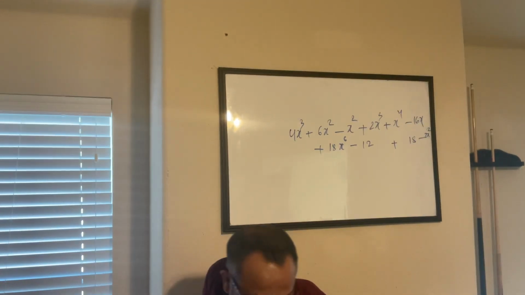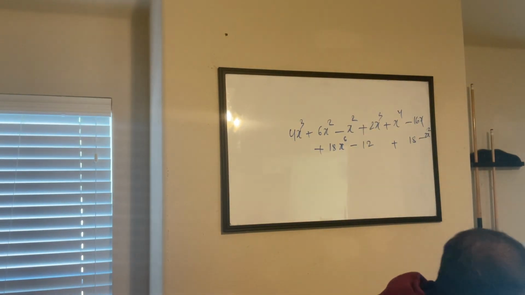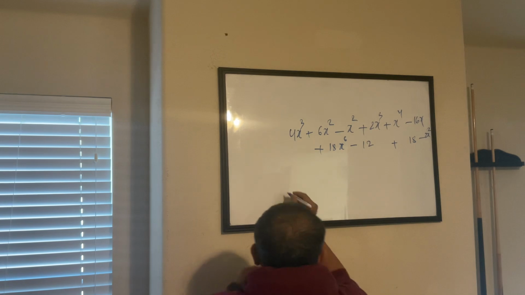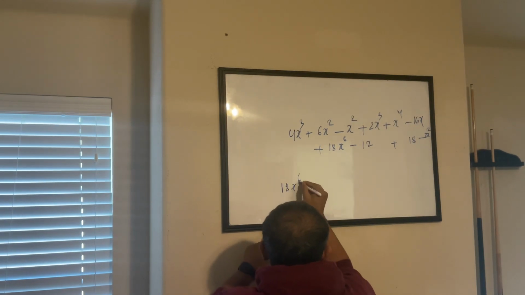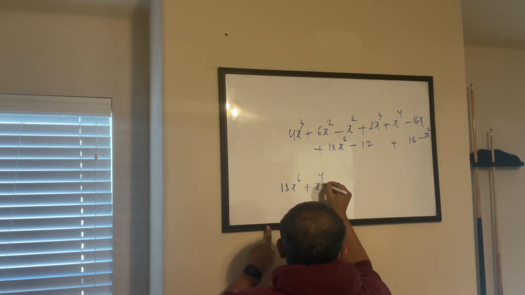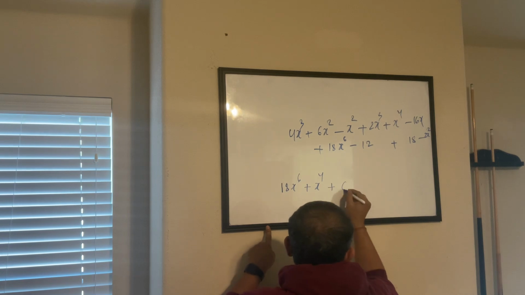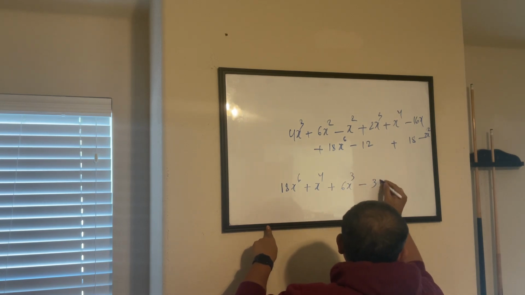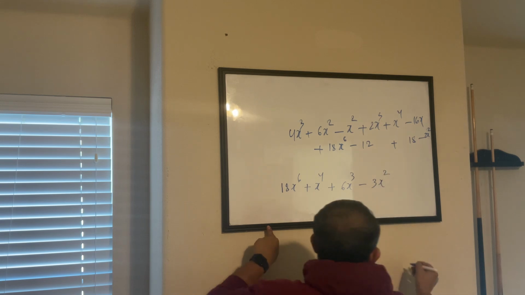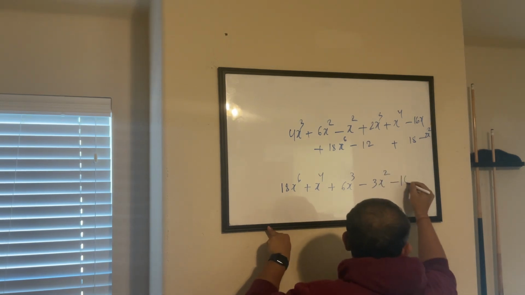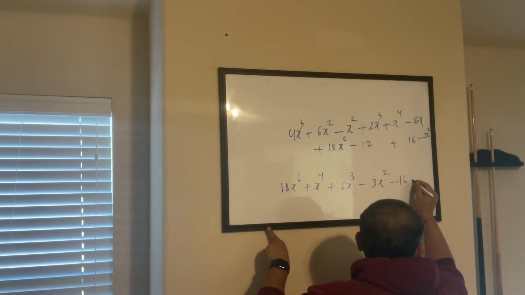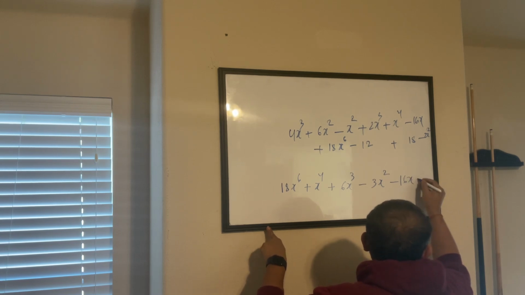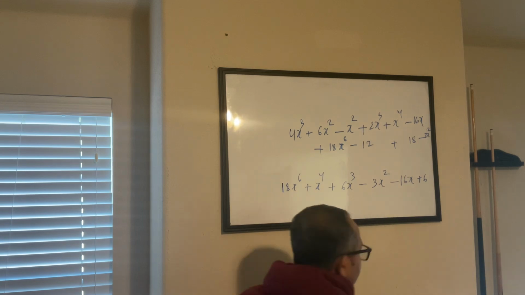I got 18x to the power of 6 plus x to the power of 4 plus 6x to the power of 3 minus 3x to the power of 2 minus 16x plus 6. Okay.